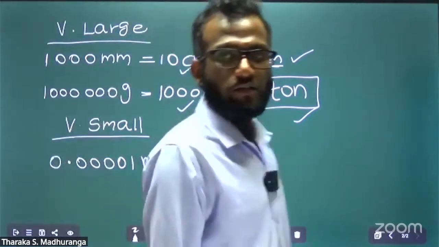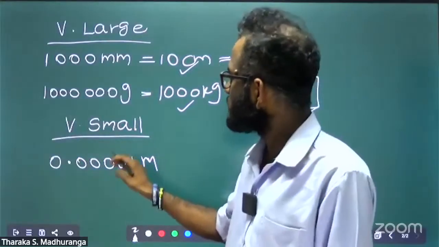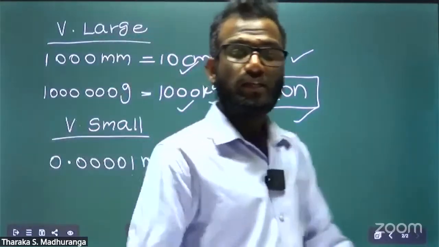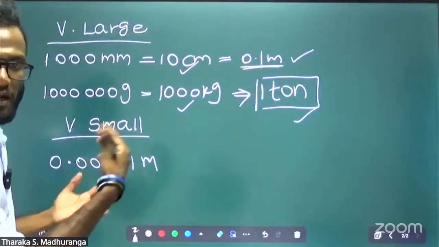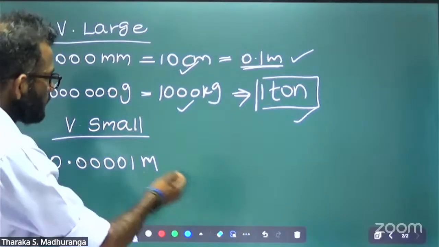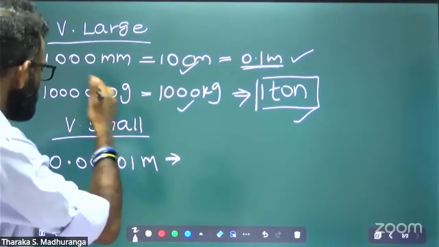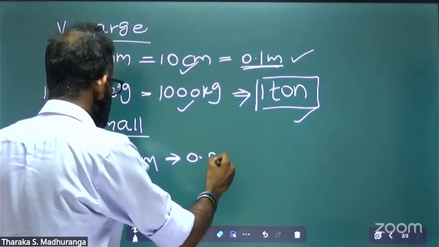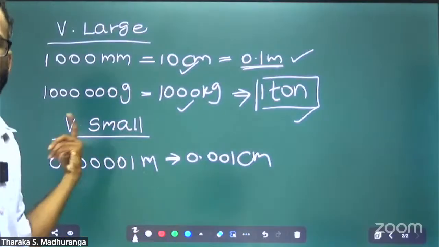Okay, there is a measurement, 0.00001 meter. Can you imagine the quantity of this? Difficult. You have to try several times, you have to think separately for this. Okay, if I explain the same measurement as 0.001 centimeter, you can get a slightly better idea than this.